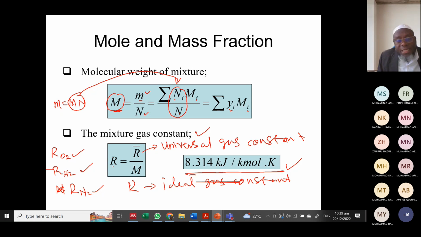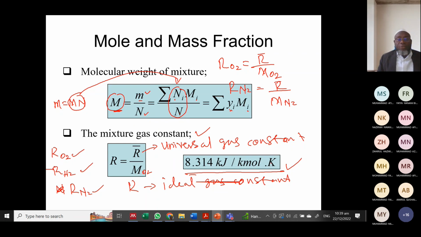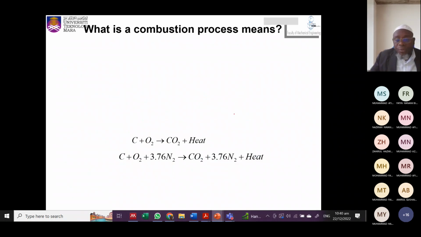So if I ask you to estimate the ideal gas constant for oxygen, if you know the molar mass of oxygen, then the ideal gas constant for oxygen equals the universal gas constant divided by the molecular mass of oxygen. Similarly, the ideal gas constant for nitrogen is the universal gas constant divided by the molecular mass of nitrogen. So you have to pay attention to that.